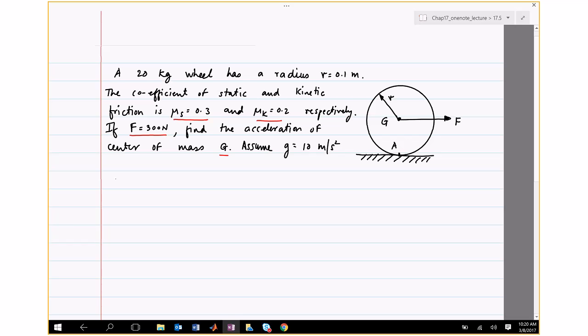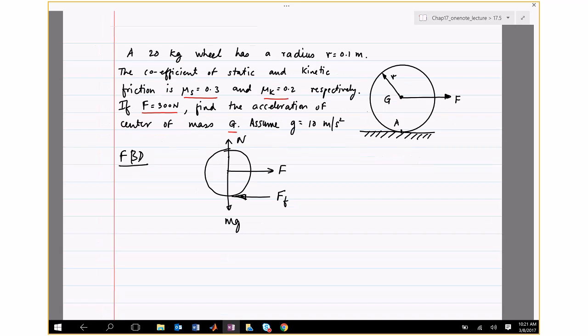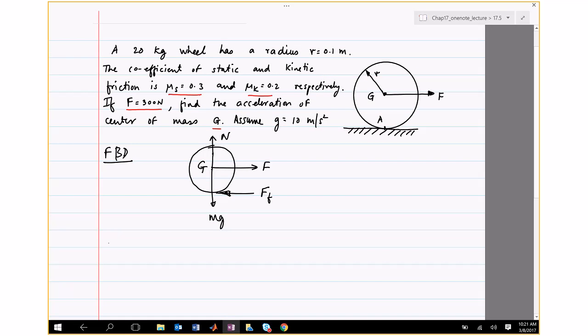So first is draw a free body diagram of the wheel. So this is a free body diagram. It will have all the external forces: mg, the normal force, the force F, and then as I told you earlier, the friction force will always oppose the motion, so it's going to be in this direction. Let's call it F_F. Those are the only forces acting on the wheel. Let's call this G.